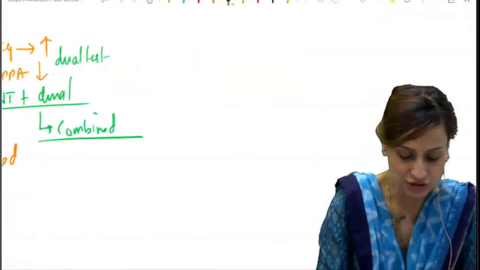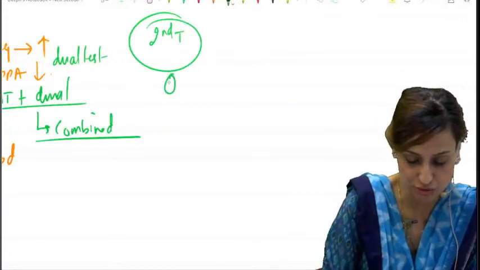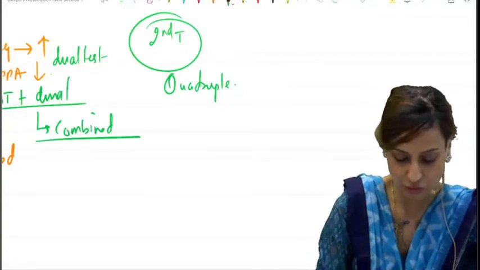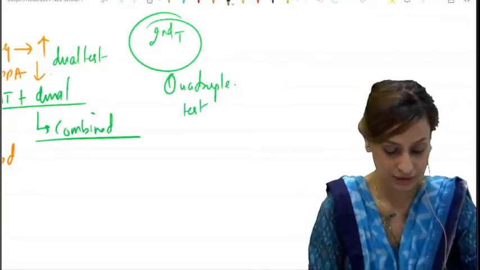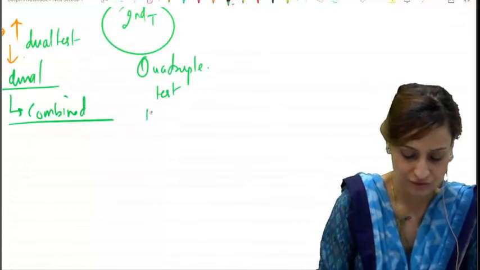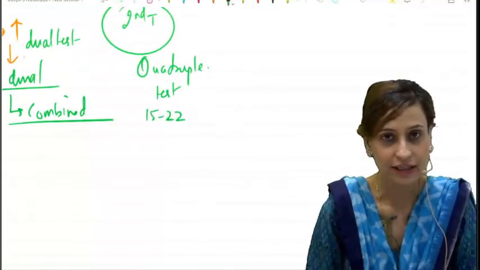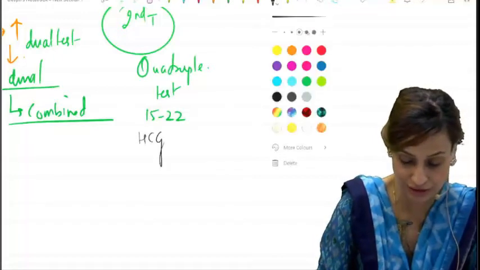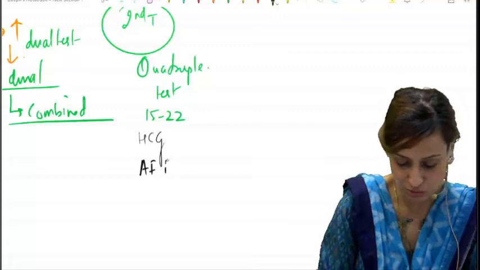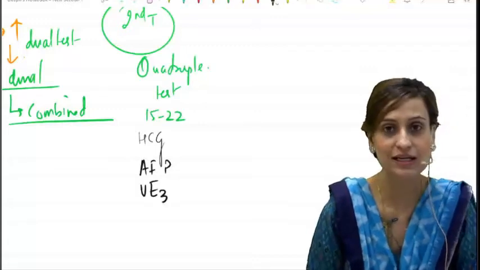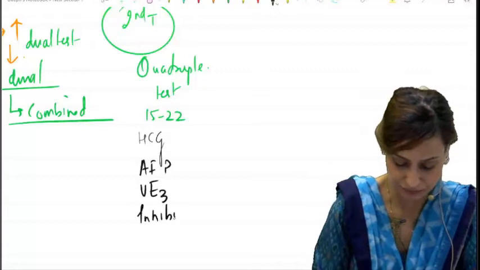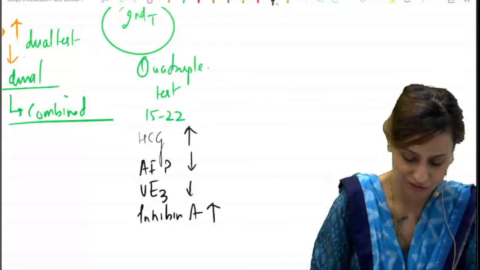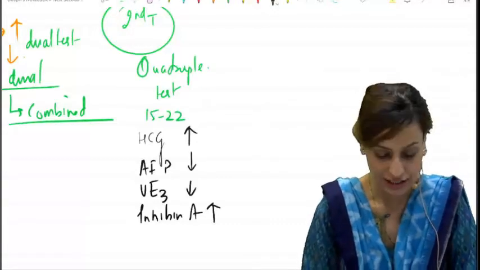Then in the second trimester, the test that we usually do is the quadruple test, also simply called the quad test, and it can be done anywhere between 15 to 22 weeks. The quad test is called so because it has 4 components. So we would be doing HCG, then alpha fetoprotein, unconjugated estriol, and inhibin A. HCG will be more, inhibin A will be more, while AFP and UE3 are less. So this is what a quad test is.